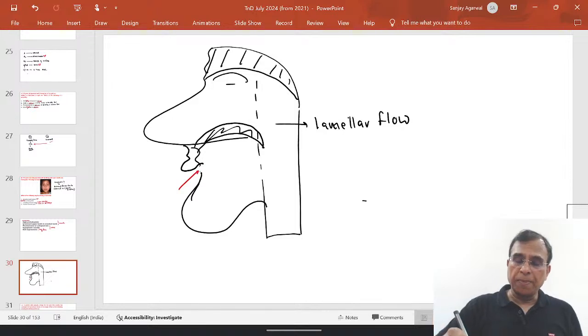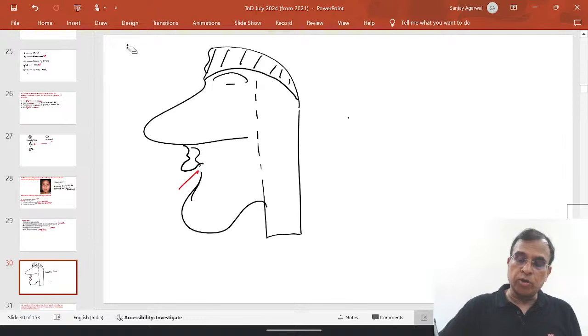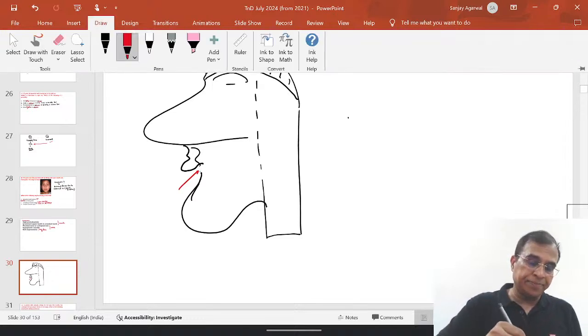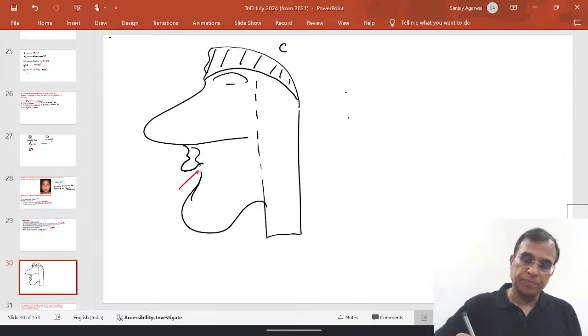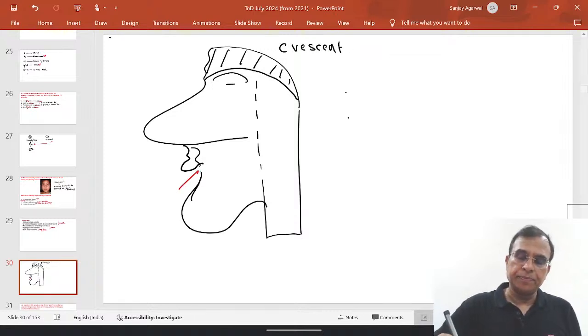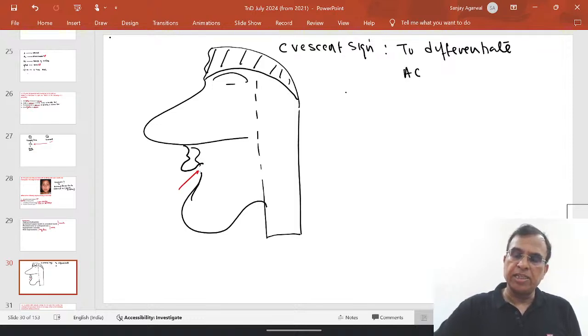Now I'll use the same diagram to talk about the crescent sign. The crescent sign is to differentiate AC polyp and JNA, juvenile nasopharyngeal angiofibroma.